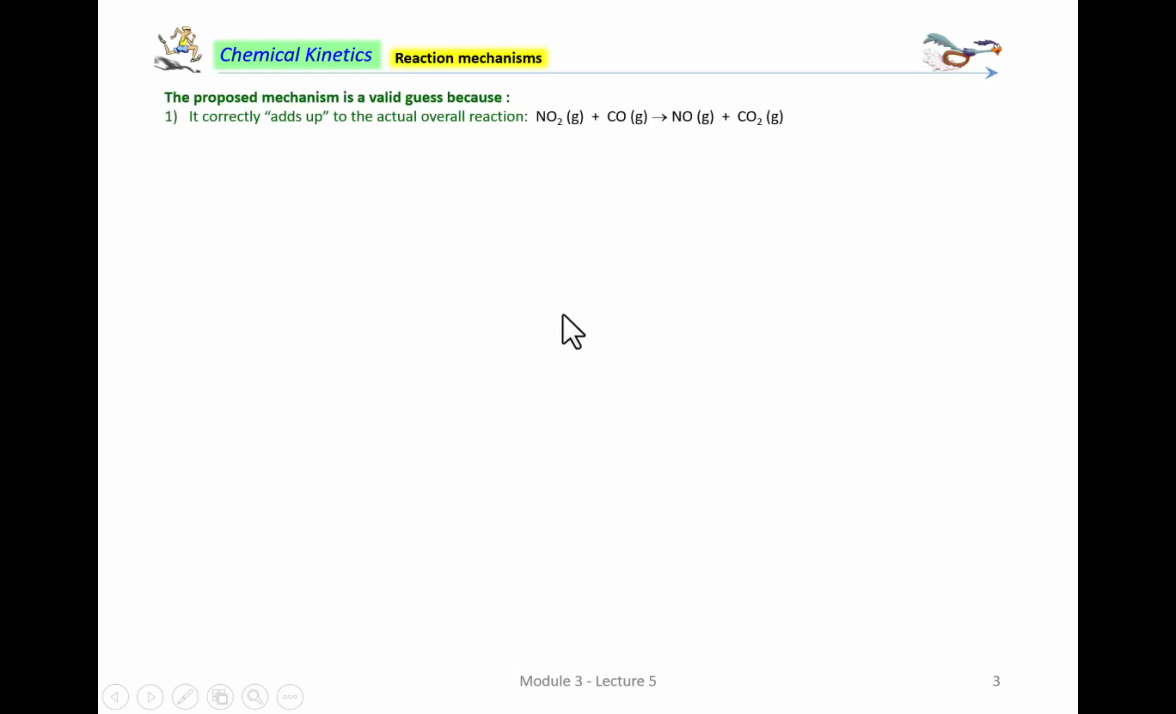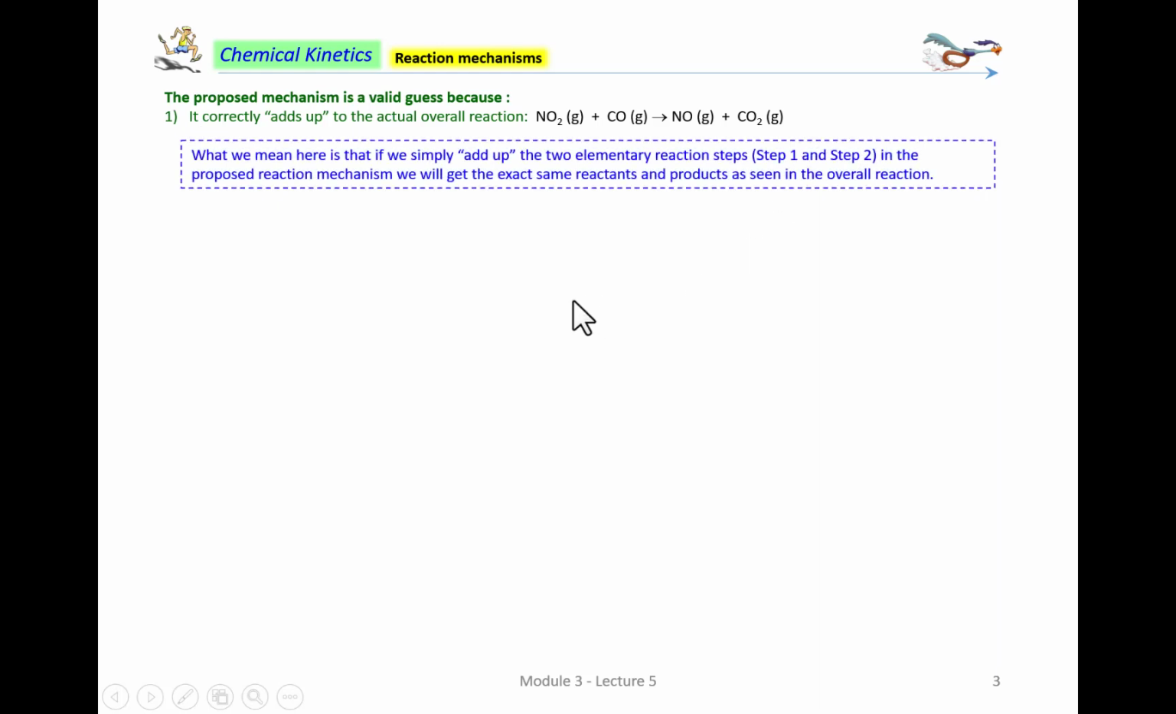Let's look at the first reason why I say this is a valid mechanism that we proposed. We said it correctly adds up to the actual overall reaction. And what we mean here is that if we simply add up the two elementary reaction steps in our mechanism, steps 1 and 2, we will get the exact same reactants and products as seen in the overall reaction.